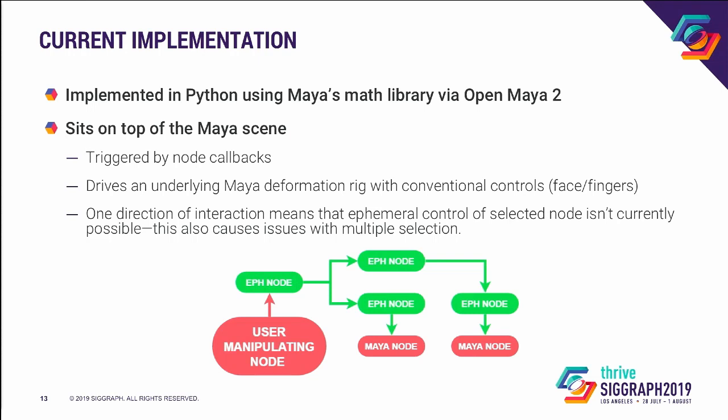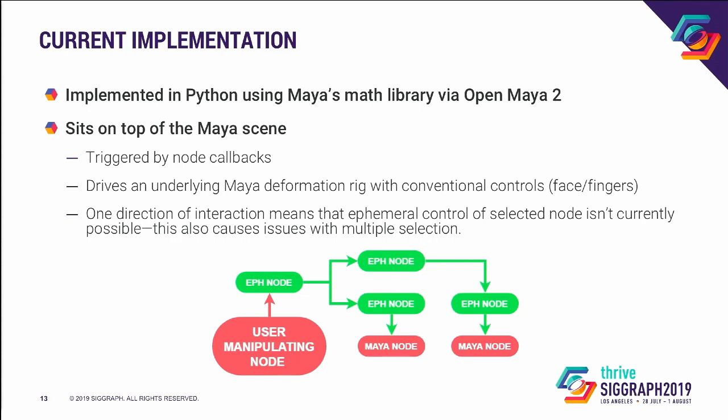The current implementation of this system sits on top of Maya and puppets it from the shadows. It triggers when the user interacts with ephemeral controls, and it breaks into the Maya evaluation cycle to set matrices directly. This does mean that the direction of control is one way.